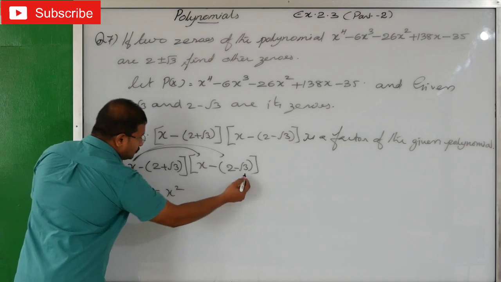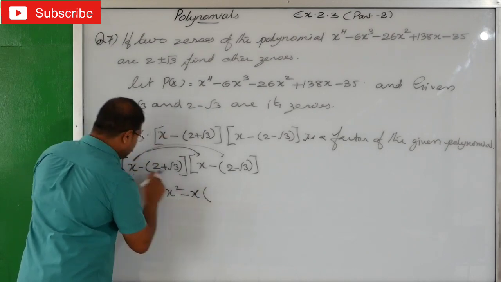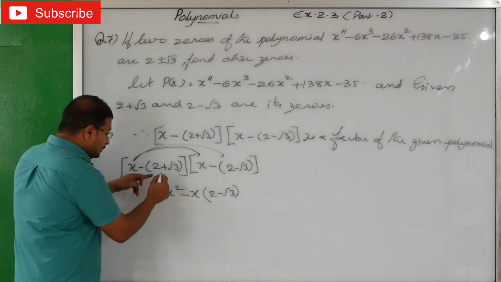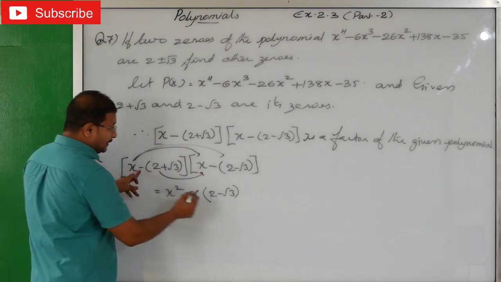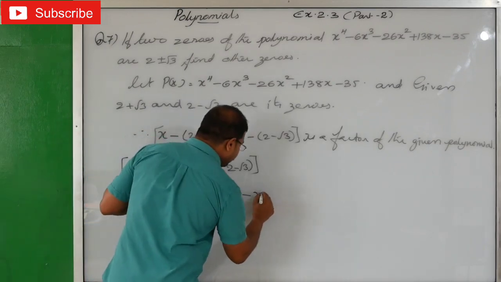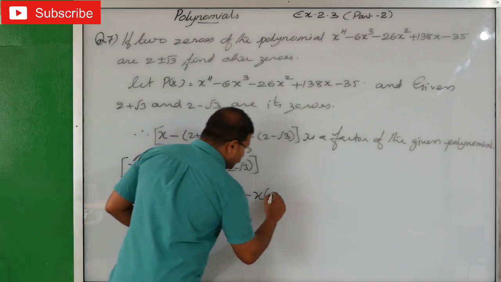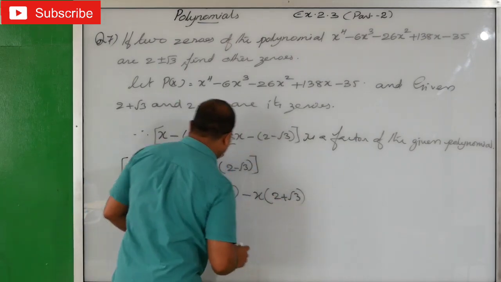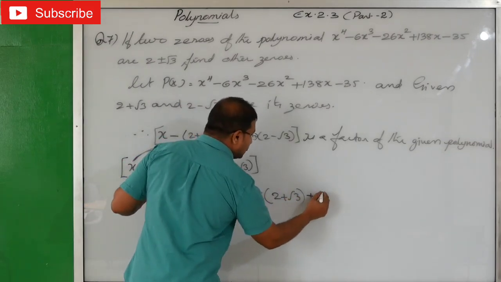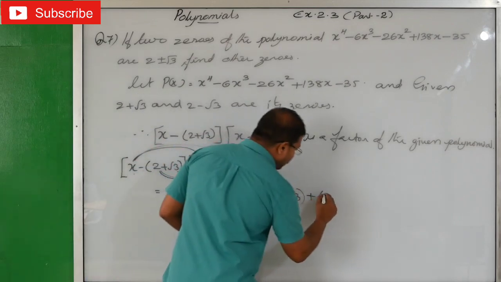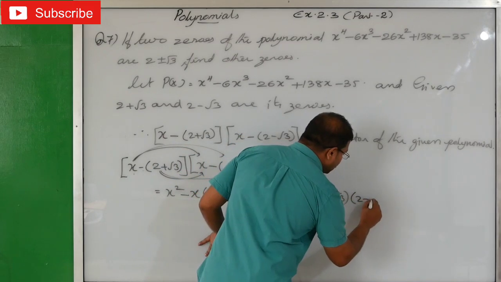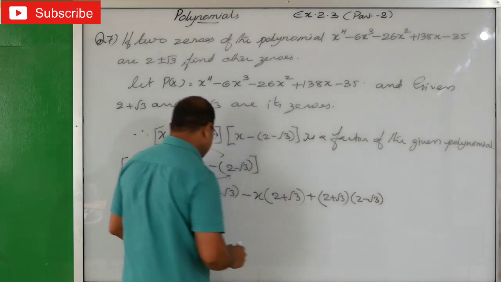See, x into these two, that means minus x into these two, 2 minus root 3. After this, these two will take. See, here is minus, so minus x into these two, that means x into this one. What is that? 2 plus root 3. After this, these two means minus into minus plus, and the balance will write 2 plus root 3 into this one. What is that? 2 minus root 3. Ready?